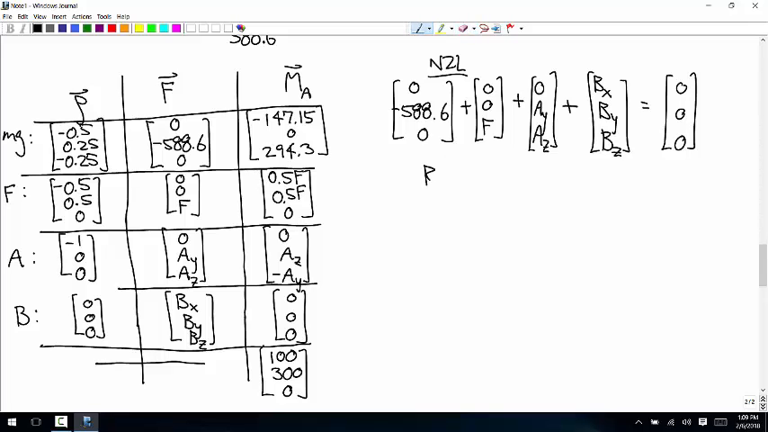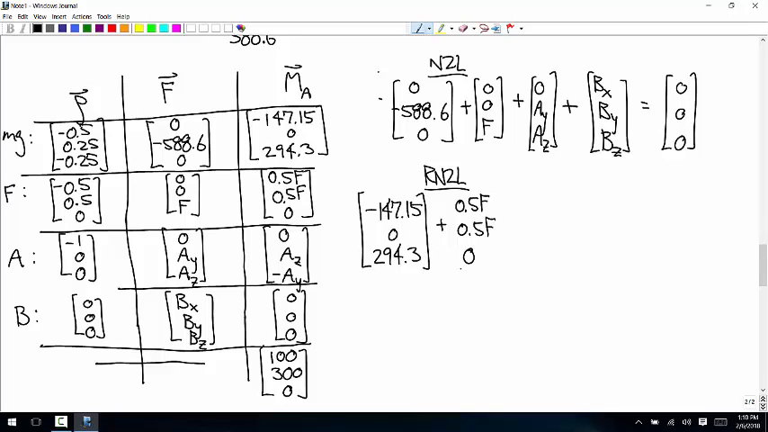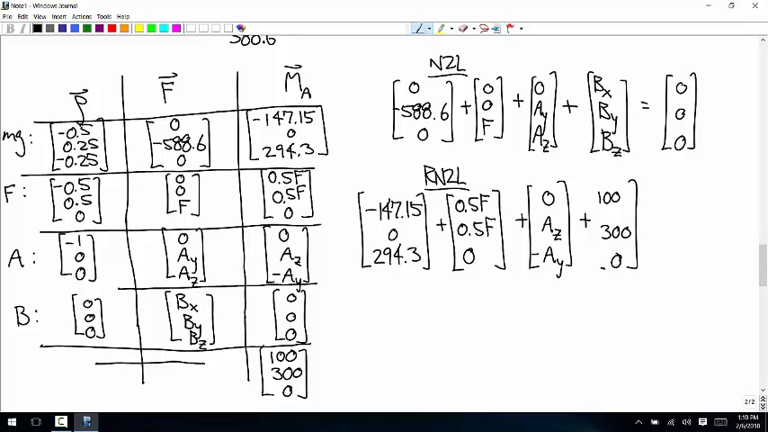And the moment equation says negative 147.15, 0, positive 294.3, plus 0.5f, 0.5f, 0, plus 0, az, negative ay, plus 100, 300, 0 is equal to 0, 0, 0.